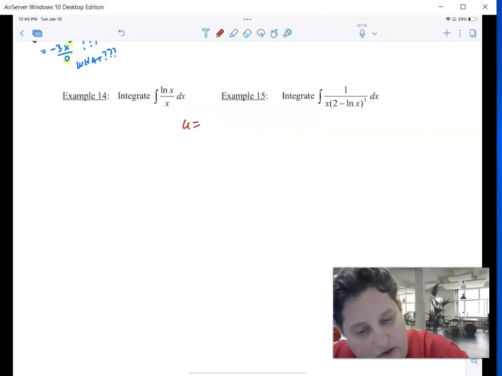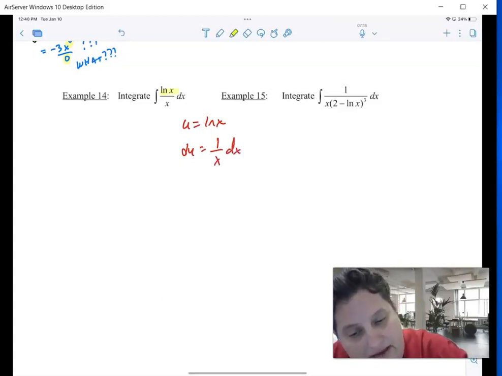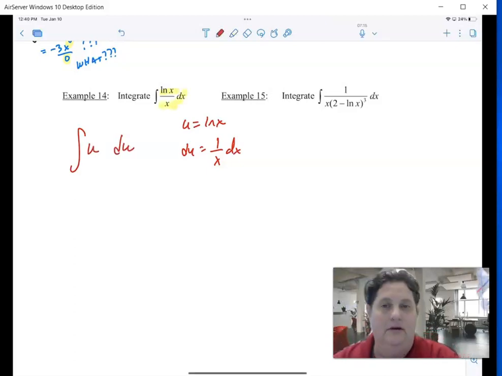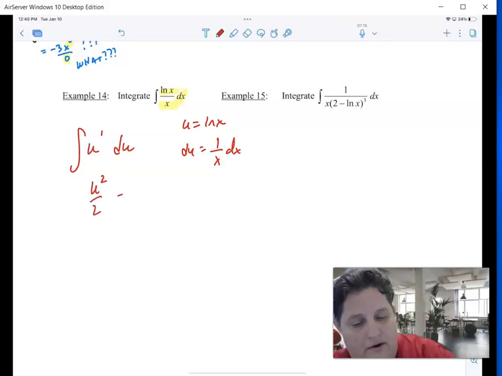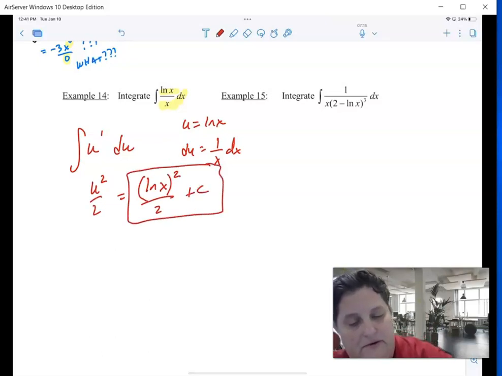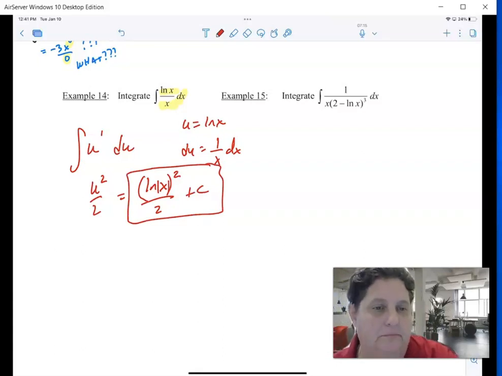This time, I'm going to let u be ln of x, because what's the derivative? Ln of x is 1 over x dx, which means this is u, and then all that is du. Now, how do I integrate u? Well, think of this as a power rule, u squared over 2. So it's ln of x squared over 2 plus c. And it probably doesn't hurt to just go ahead and do that, but there you go.